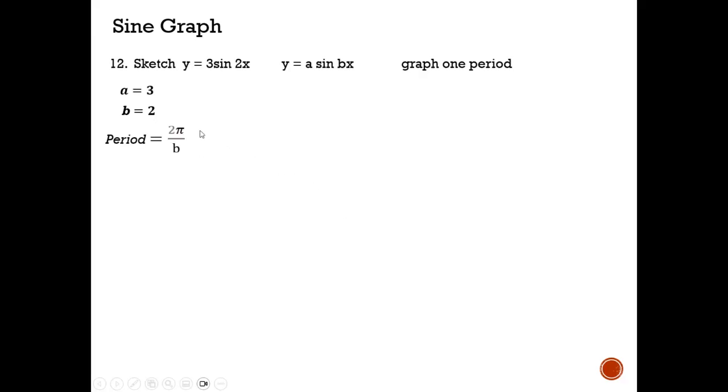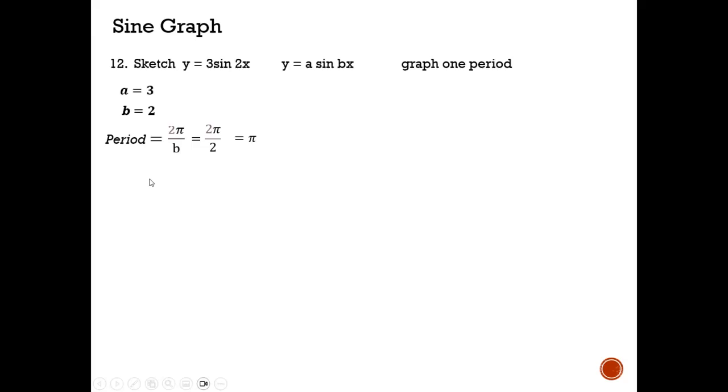So what does that help us with? Now for the period, we take 2 pi divided by the b value. 2 pi over b in this case is 2 pi over 2. 2 over 2 reduces to 1, so we get pi. So our period here is just going to be pi.